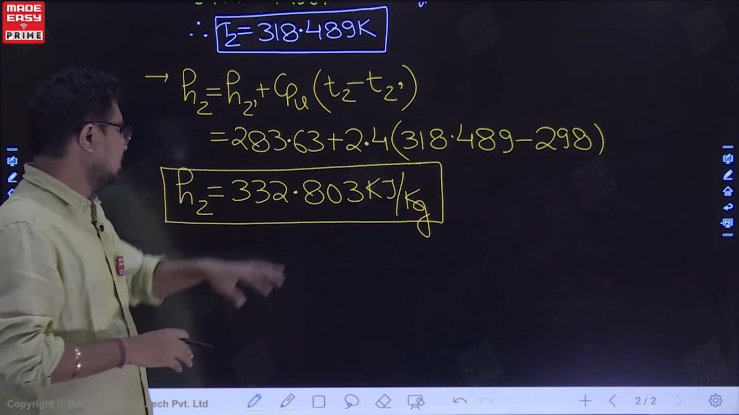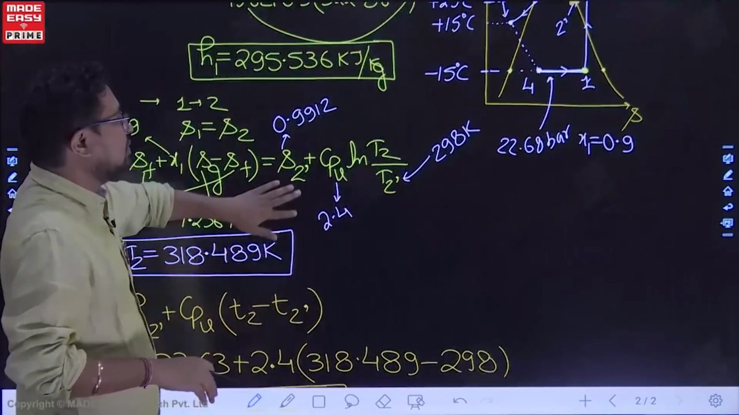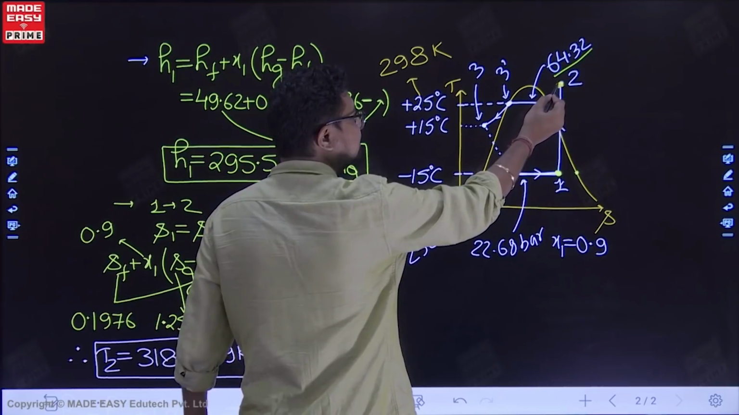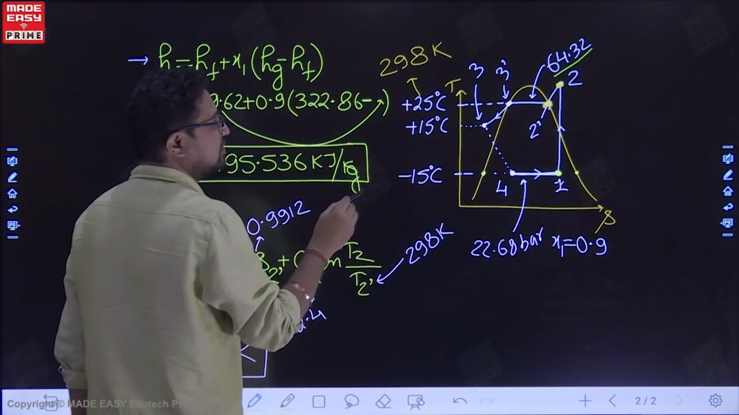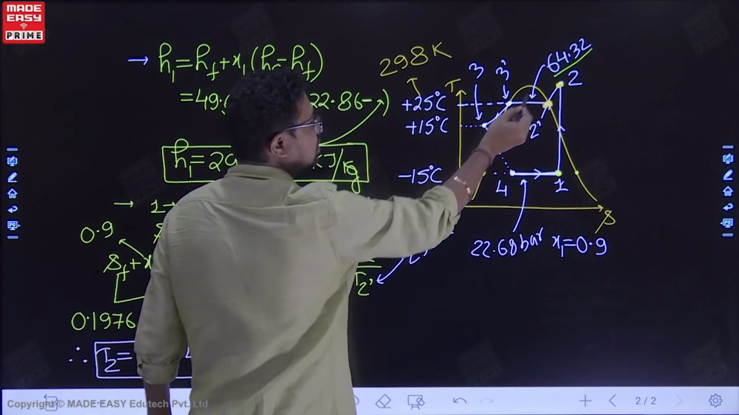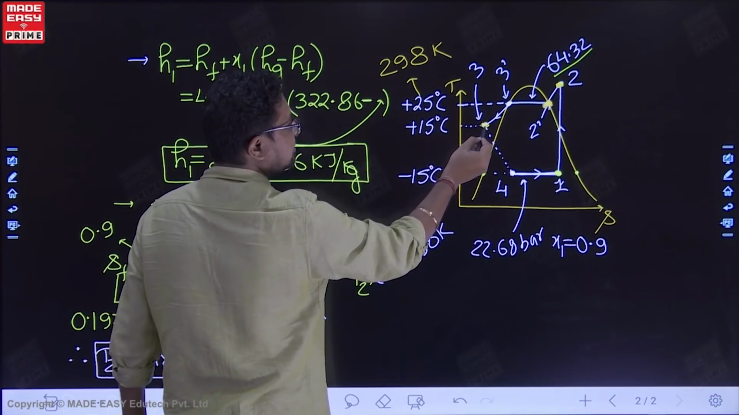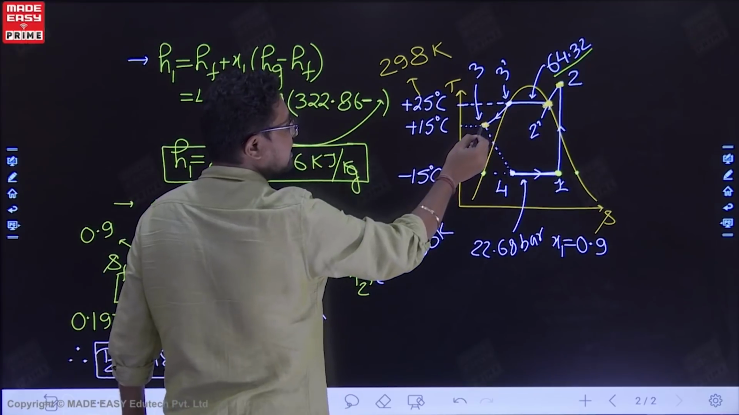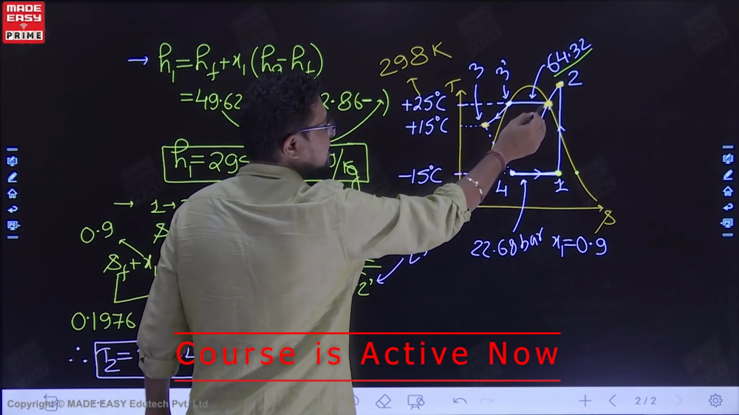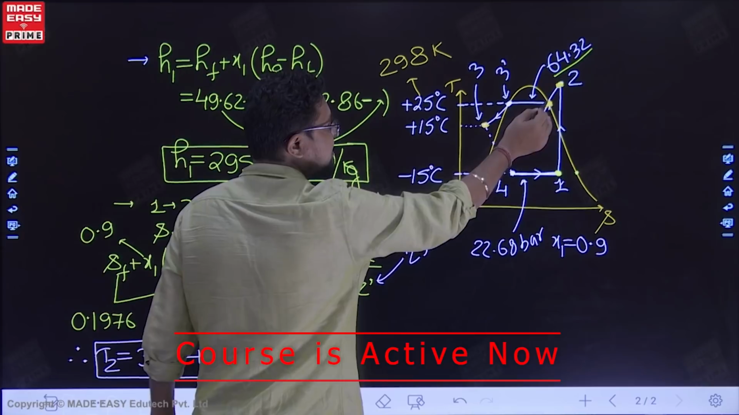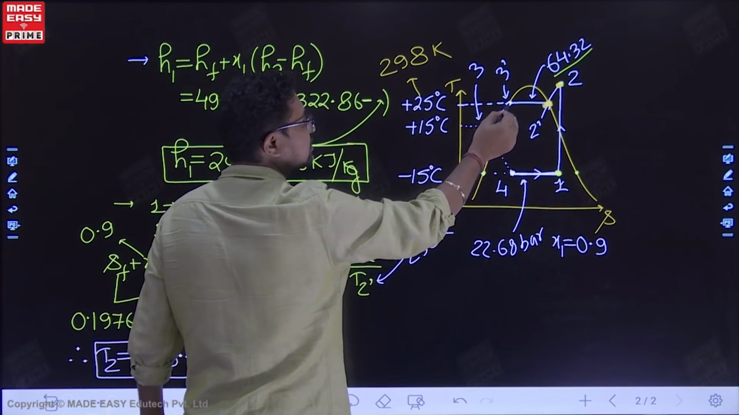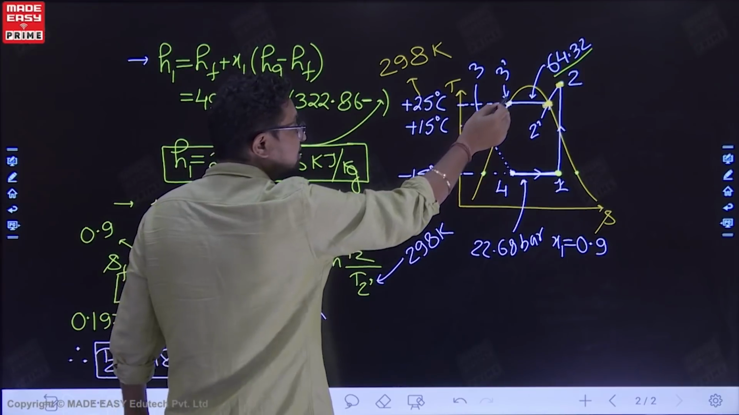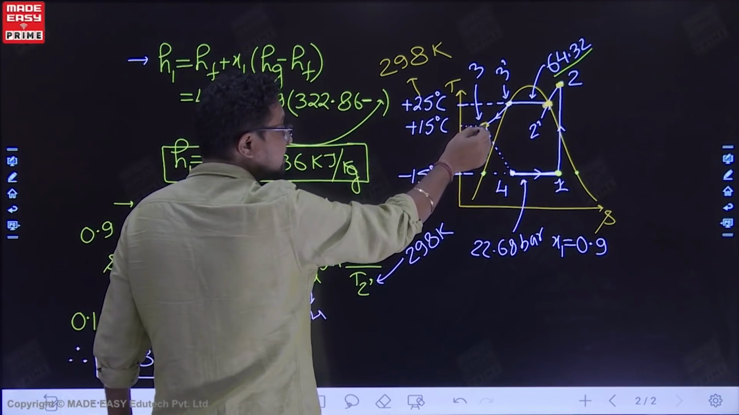Right? So we got the value for 1, 2. Now 1 to 2 is compression, 2 to 3 is heat rejection in the condenser. 2 to 2 dash is the superheated region, where temperature is decreasing. 2 dash to 3 dash is phase change. 3 dash to 3 is liquid; when you reject heat, temperature will decrease.